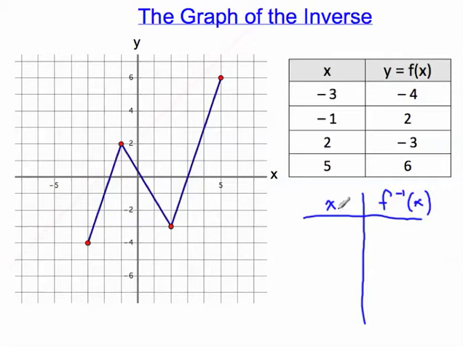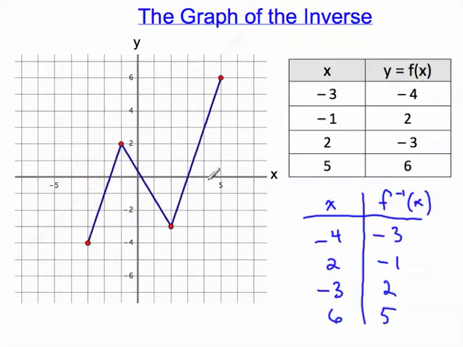So whereas -3, -4 was on the original function, we're going to have -4, -3 on the inverse. -1, 2 is going to be the point 2, -1 on the inverse. We're going to have the point -3, 2, and the point 6, 5. Now notice I'm not changing the signs of anything. I'm actually swapping what x and y are. So all the negatives stay negative and all the positives stay positive.